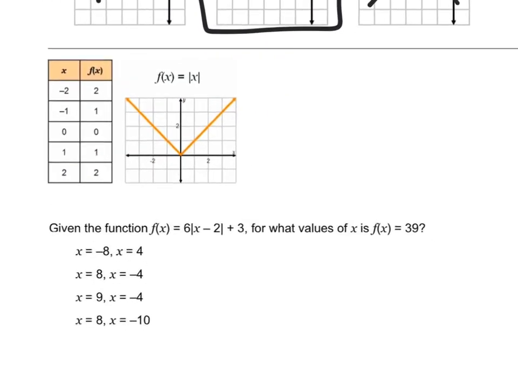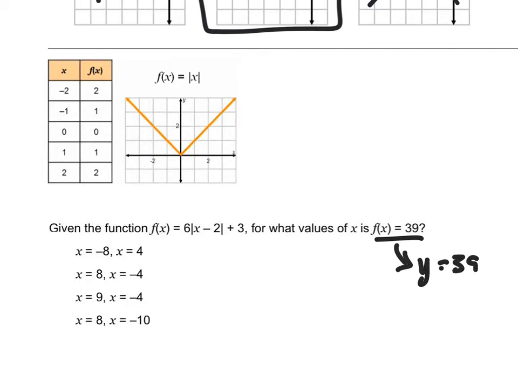All right, so you have that parent function. You have that value here. And it says, given the function f of x is equal to 6 times the quantity absolute value of x minus 2, plus 3, for what values of x is f of x equal to 39? So here's what you have. This is asking, what is the value of x when y is 39? So y equals 39.